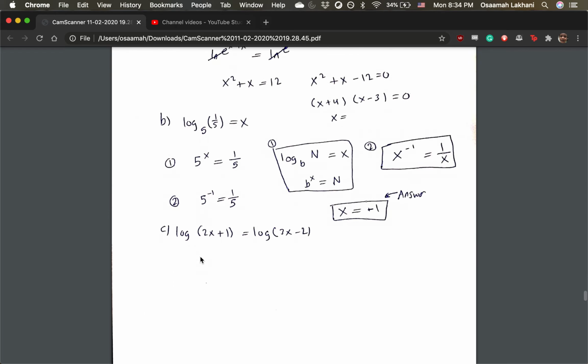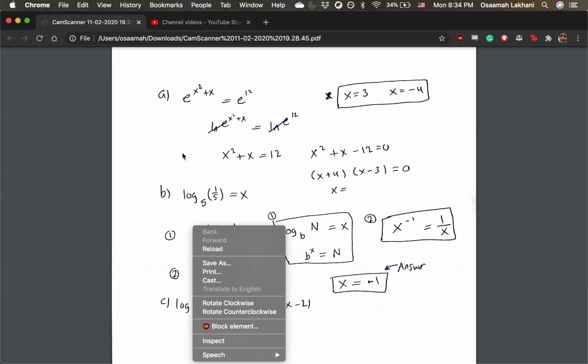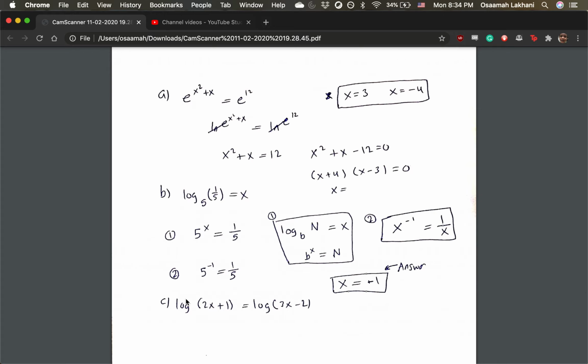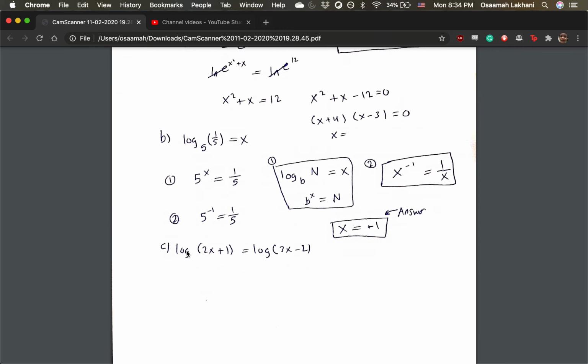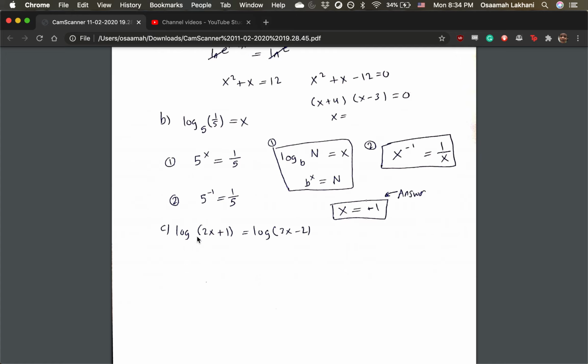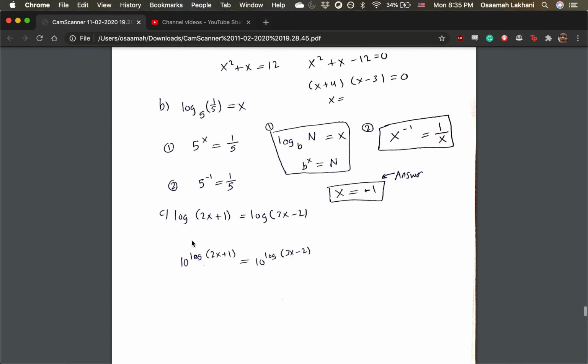Now the next question is interesting. It says log of 2x plus 1 is equal to log of 3x minus 2. So in this situation, it's similar to the top one, but in this case we're dealing with logs instead of natural log. So this is actually really important to know: if the question doesn't put a base here, it's implied that the base is 10. So what I did is I just put 10 and raised everything on top of that.